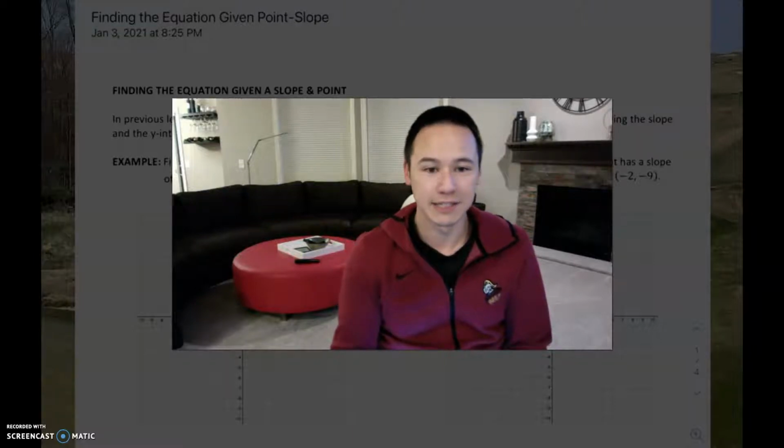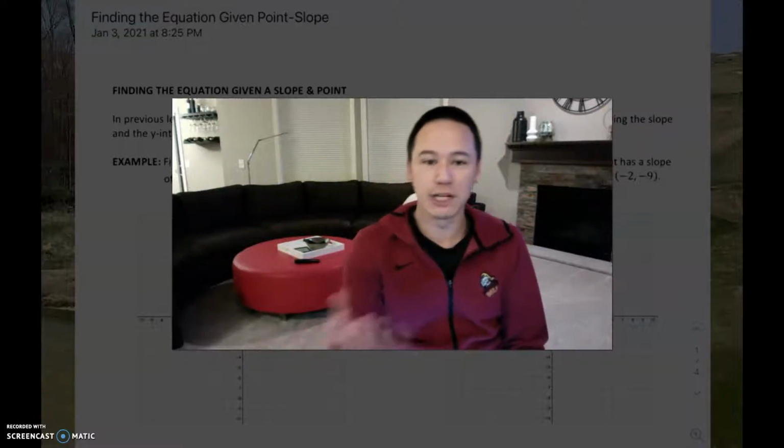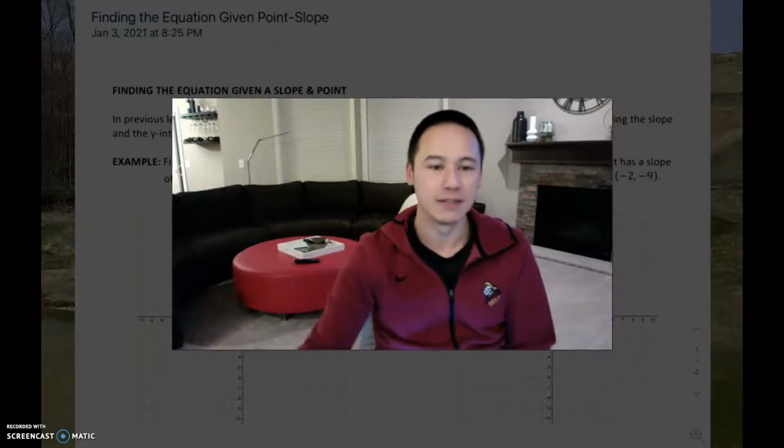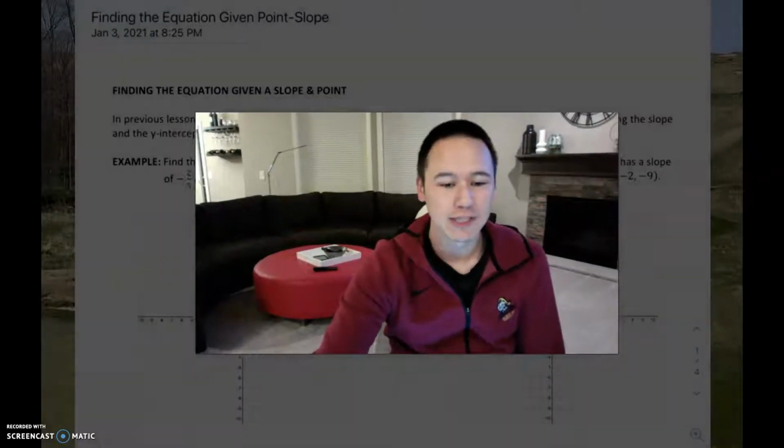So in today's lesson, we're going to give you the slope and we're going to give you one other point on the graph, and from that you should be able to find the equation of the line. So let's get started with that.